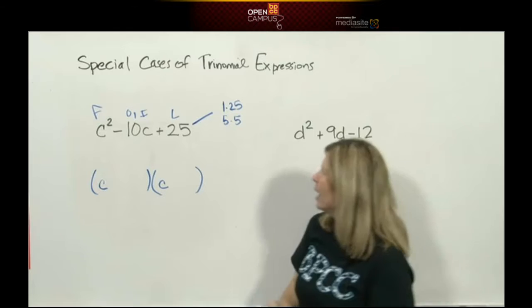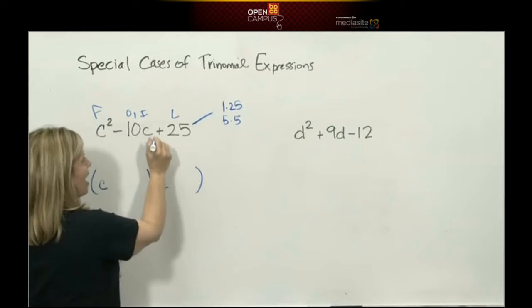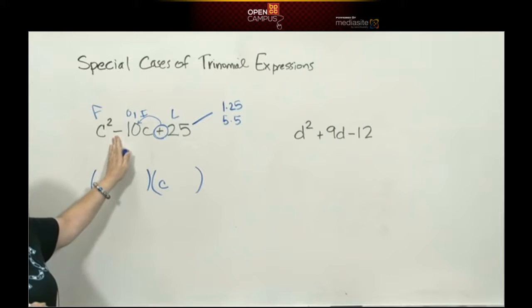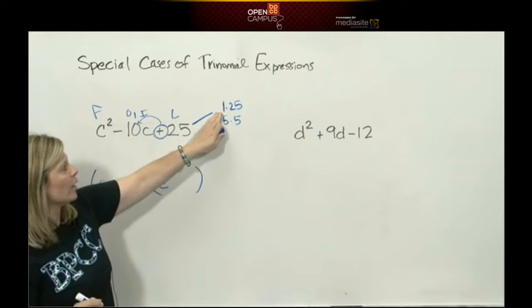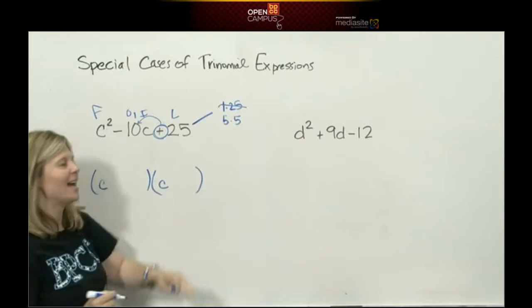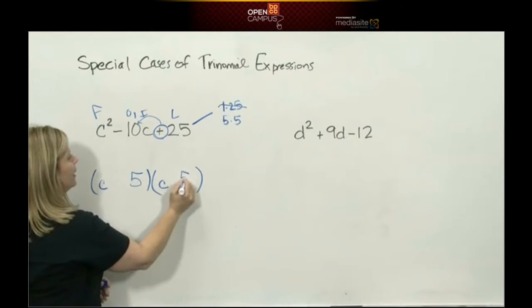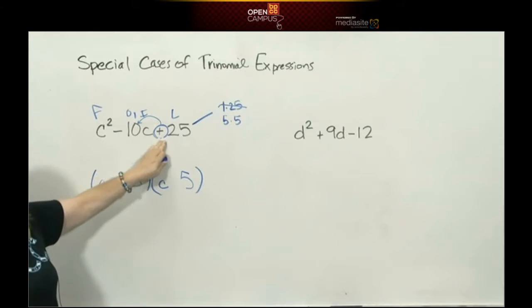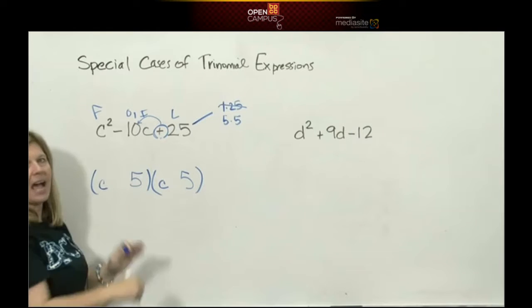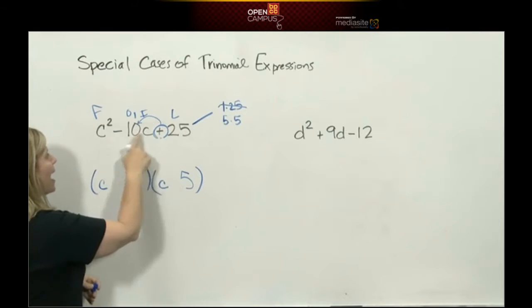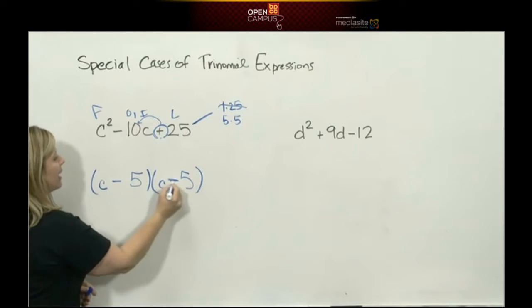Now we're going to read. I want to multiply to 25, and I want to add to 10. Don't worry about the sign yet. Just look at the number. Will 1 and 25 add to 10? No. Will 5 and 5 add to 10? Yes. Now I want to add to a -5. So if I want to add, we know the signs have to be the same. We can only add terms that are alike. If I want to add to a negative, they both have to be negative.